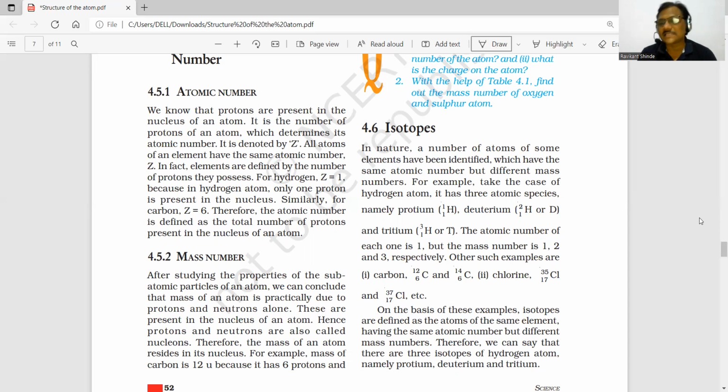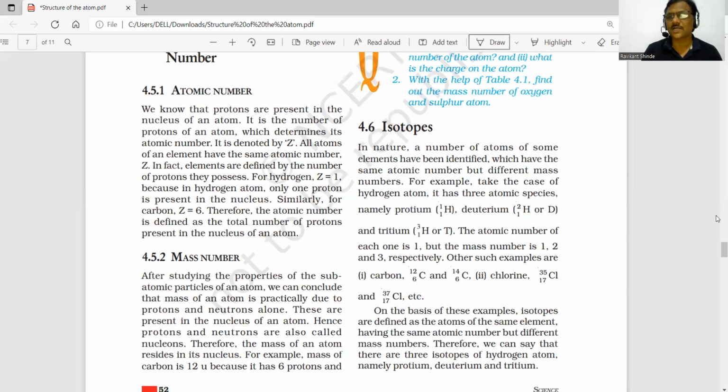How will you find the mass number? According to Rutherford's atomic model, the entire mass of the atom is concentrated in the center, the nucleus. And the mass of the nucleus consists of two parts: one is the proton and another is the neutron. These combined masses give the mass of a particular atom. For example, carbon: 6 protons, 6 neutrons. So the total mass of carbon is 12.